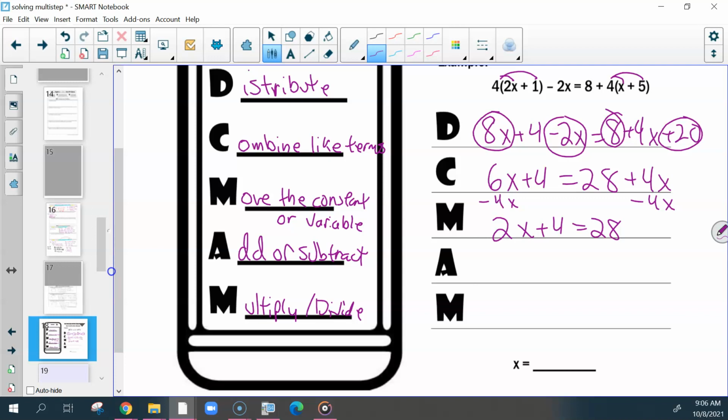Because we moved our variables to the left, we now have to move our constants to the right. So we picked one, we moved it, and now we have to add or subtract the other. So we're going to move our 4 over. And then divide. It's okay if yours doesn't match up exactly the same, as long as you're doing those steps.